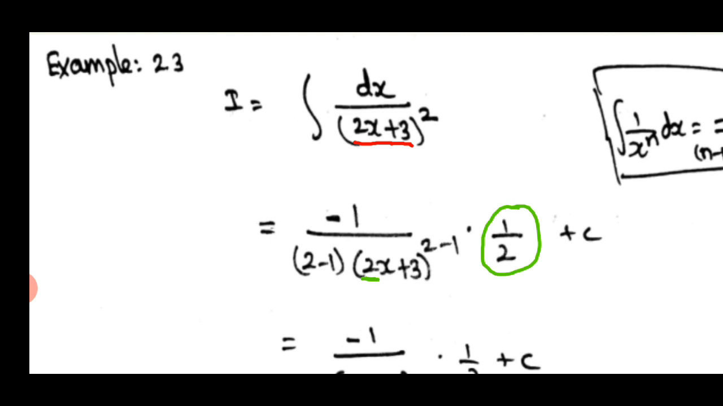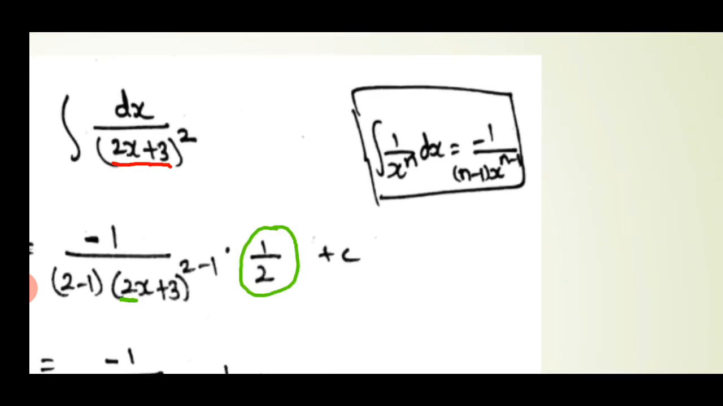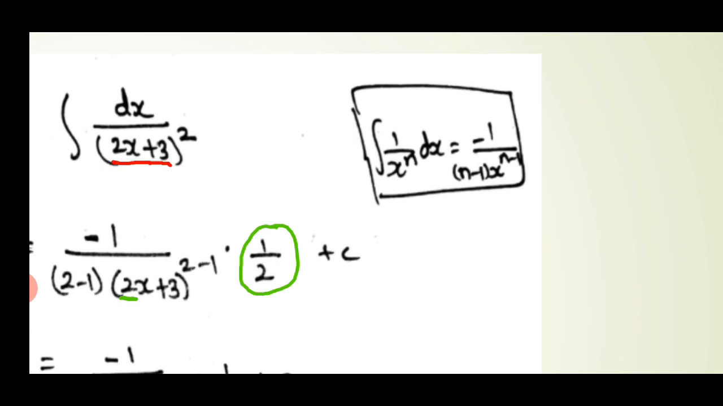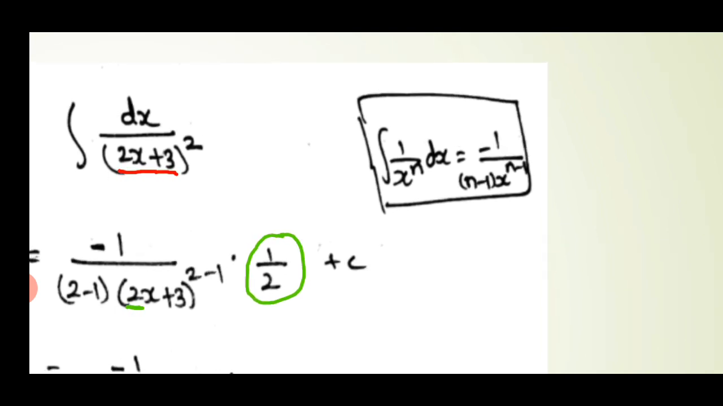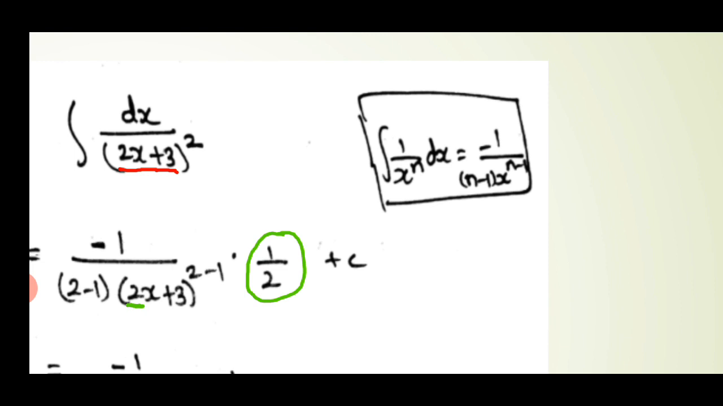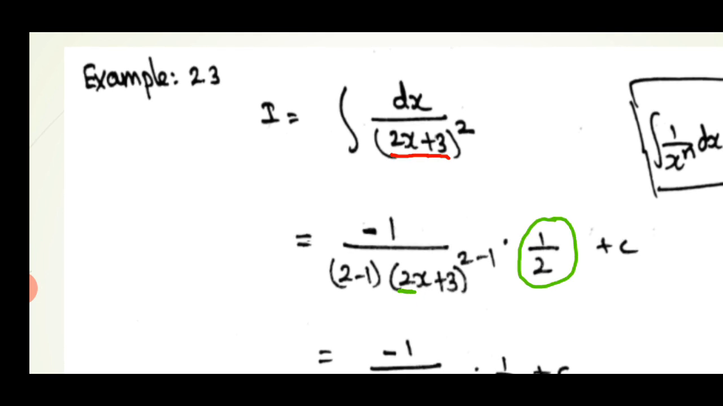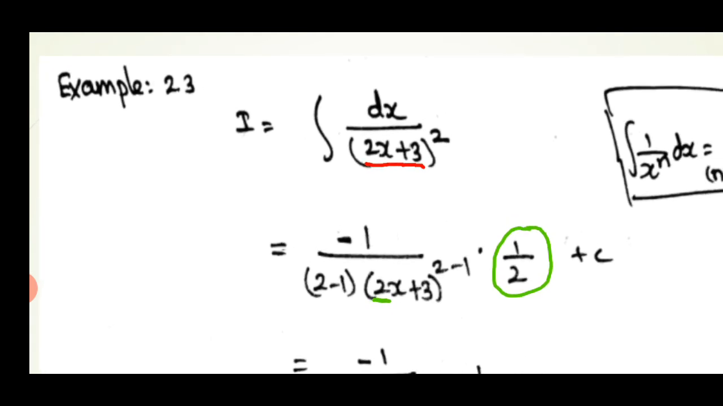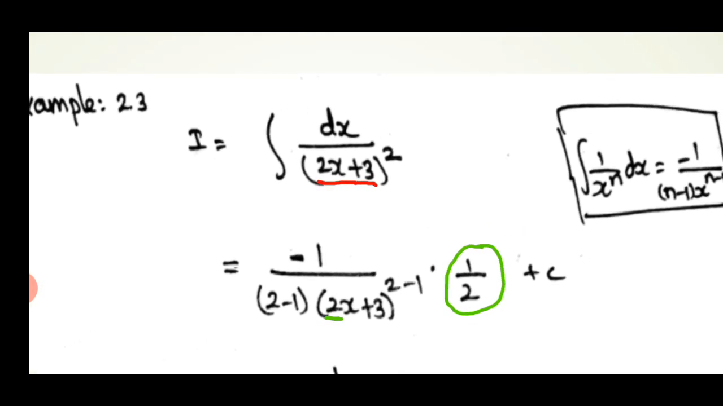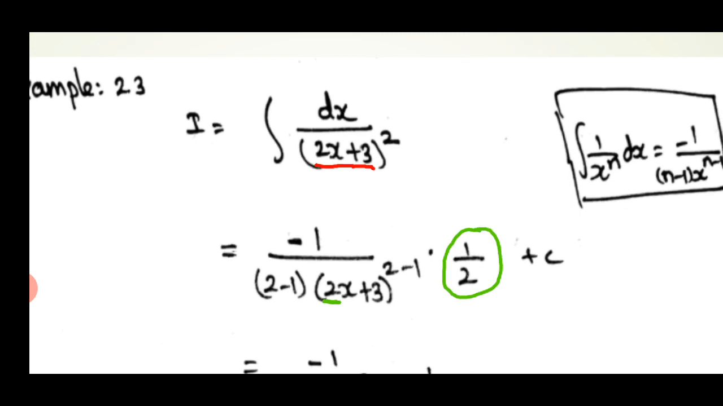So it will be looking like which formula? Integral 1 by x power n dx formula. So what is the formula for integral 1 by x power n dx? Minus 1 by (n minus 1) into x power (n minus 1). So we are going to use that formula to integrate. So minus 1 by, the power is 2, so 2 minus 1 into (2x plus 3) the whole power 2 minus 1.